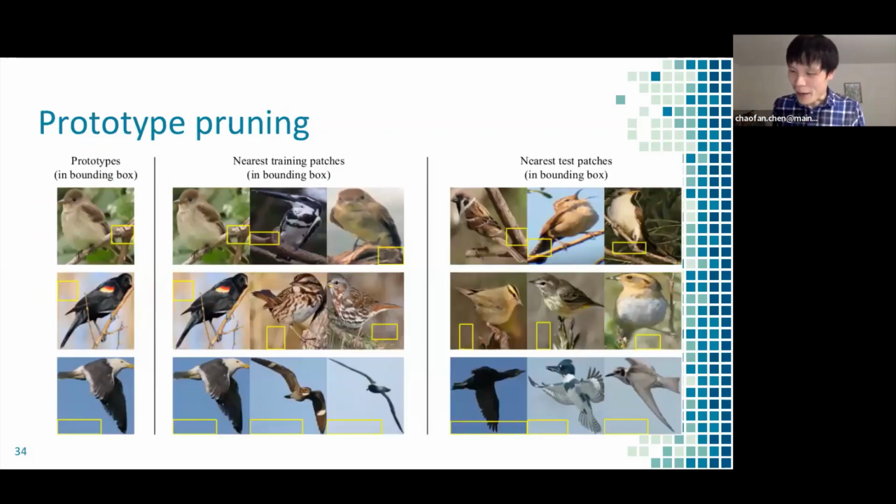However, sometimes we do have prototypes that are not very nice. In this particular case, since we use bird images to train our model, sometimes the prototypes will pick up things such as twigs or sky or some background.